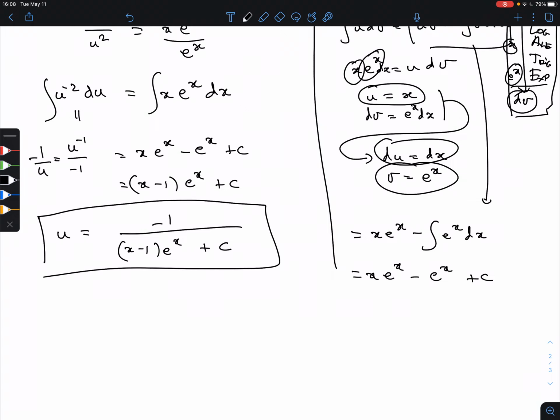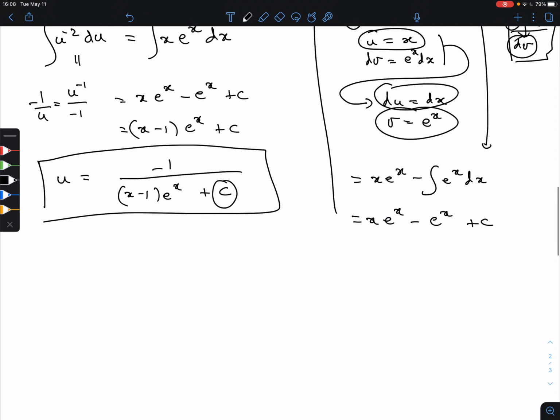Okay. Now, again, we said that we can take the constant in this kind of method. It suffices to find a single solution. So we can take C what we want to be. So let's take C equal to 0 here. We're only looking for one single solution. Remember, that's how it works.